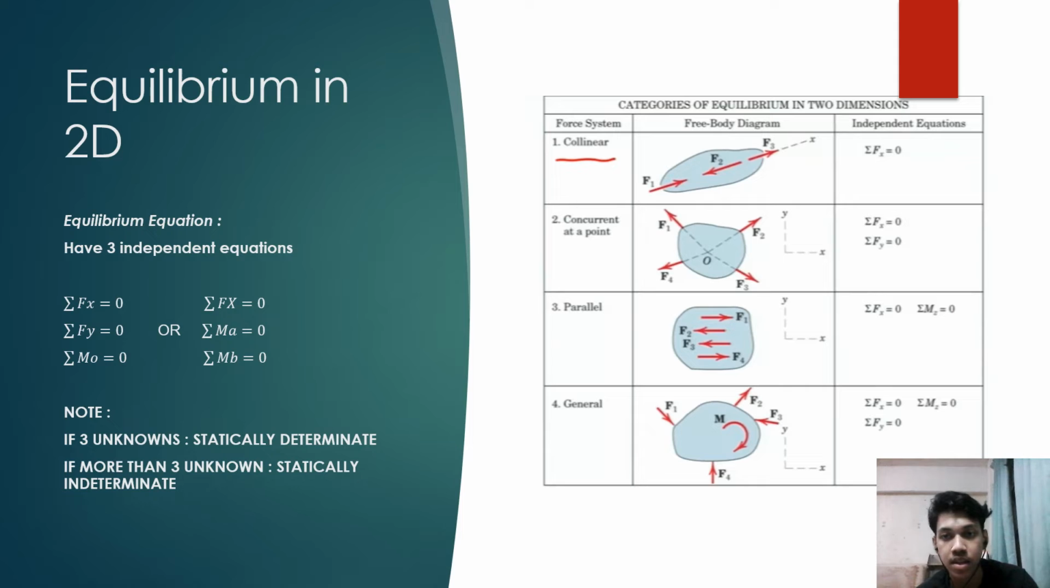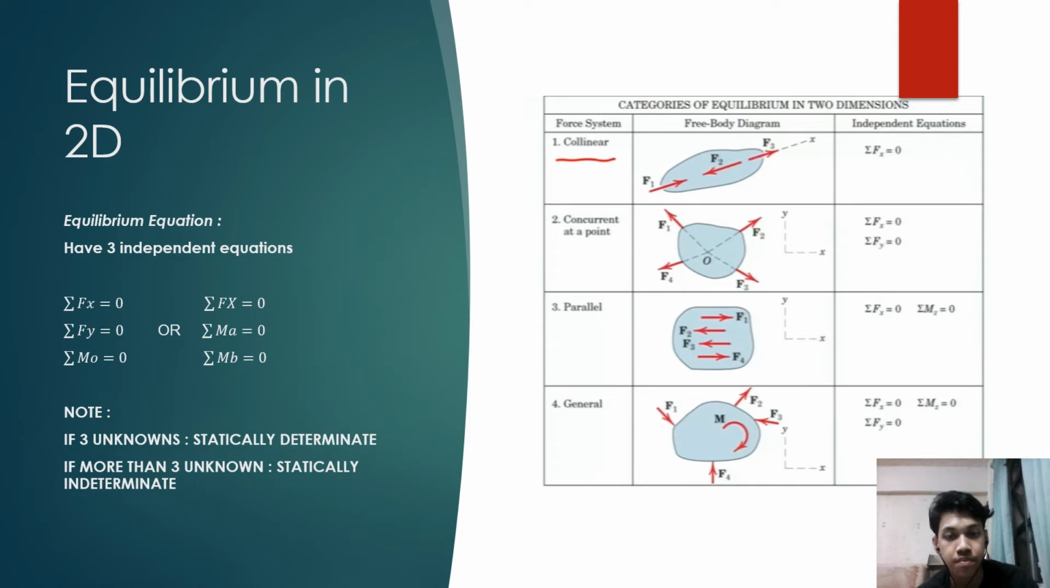Next, we have parallel. For parallel, we have two independent equations, which are the summation of Fx equal to 0, and the summation of moment also equal to 0. Next, the last one is the general. For general, we have 3 independent equations: the summation of Fx is equal to 0, the summation of Fy is equal to 0, and the summation of moment is equal to 0.